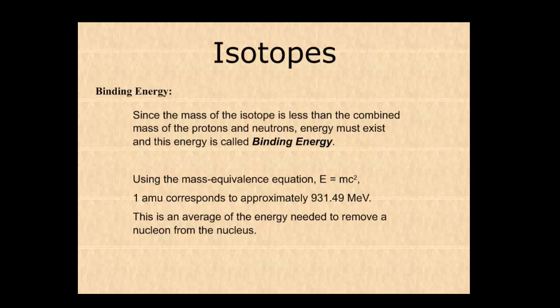Binding energy. Since the mass of the isotope is less than the combined mass of the protons and neutrons, energy must exist, and this energy is called binding energy. From Einstein's famous equation, E equals mc squared, we understand where this energy is coming from. One atomic mass unit corresponds to 931.49 million electron volts. This is the average energy needed to remove a nucleon from the nucleus.